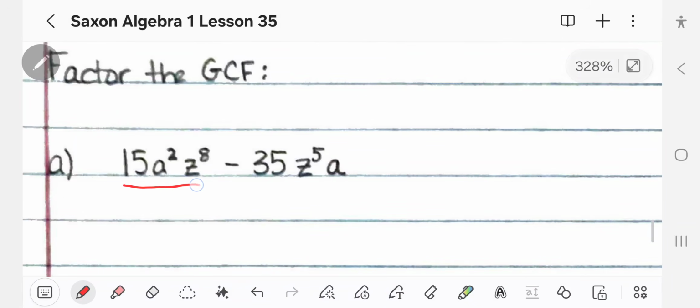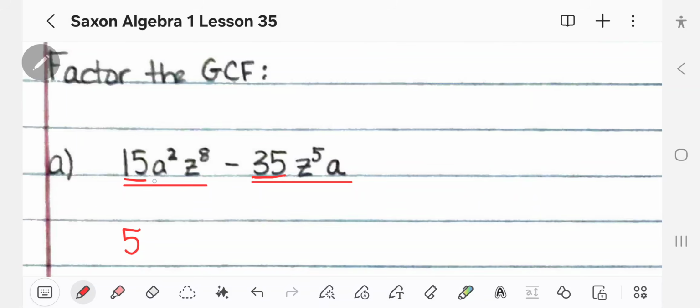What do we have? We have a term and we have another term. What do they have in common? Well, let's look at this 15 and this 35. What common factor do they have? I would say they have a 5 in common, right? Because this one is 5 times 3 and this one's 5 times 7. 5 is their common factor.